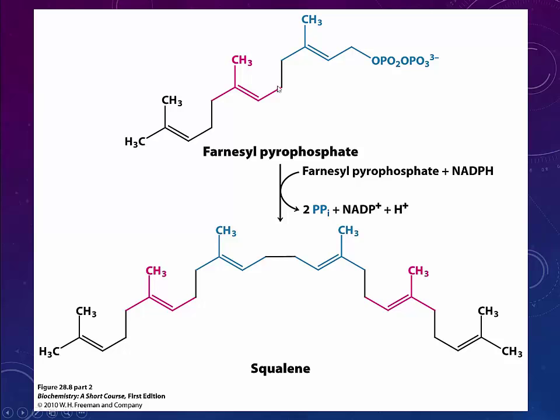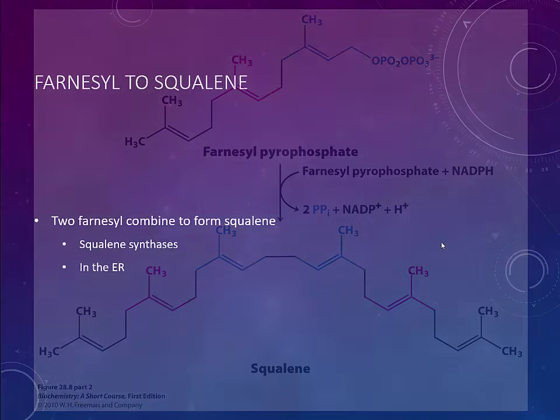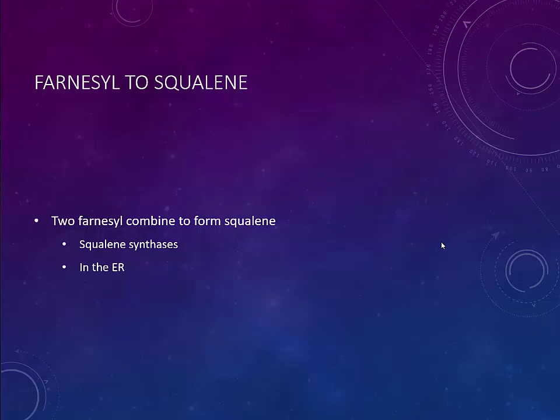Farnesyl pyrophosphate combines with farnesyl pyrophosphate to make squalene. We lose 2 pyrophosphates in the process. It does require some reduction, and so we get an NADP and free proton. The enzyme that makes this is squalene synthase. So we take 2 farnesyl to make squalene. Remember, these are farnesyl pyrophosphate. This happens in the ER.